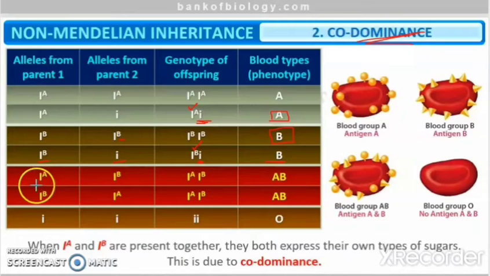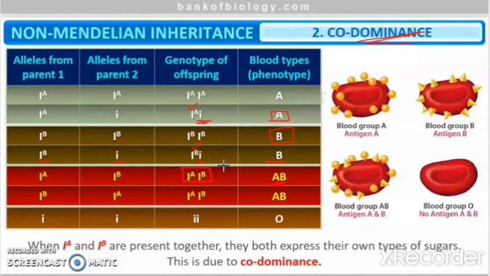Suppose your father has capital A and your mother has capital B. The genotype which it forms is capital A and capital B. And the phenotypic appearance, which means the blood group, will be AB because A and B both are dominant. So both are getting expressed in one single person.